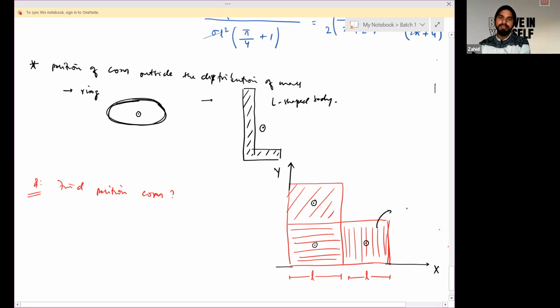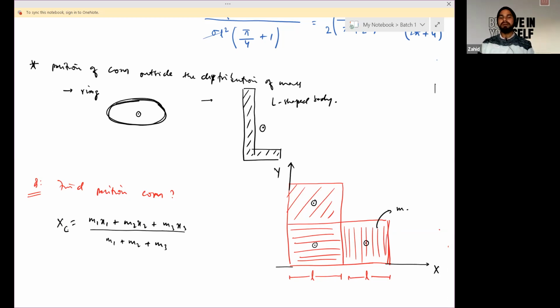Mass of each block is m. Try to find the position of each term. Then use the formula for a discrete particle system: m1x1 plus m2x2 plus m3x3, divided by total mass, m1 plus m2 plus m3. Similarly, you get the value for y center of mass. Hamza, is it clear? Yes, sir. Try to solve.